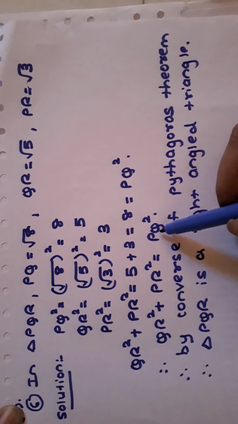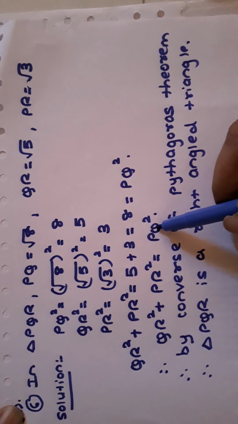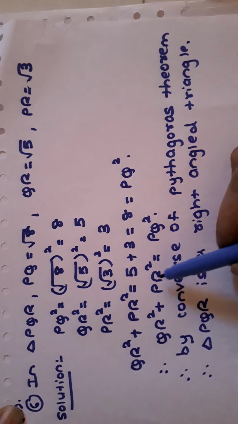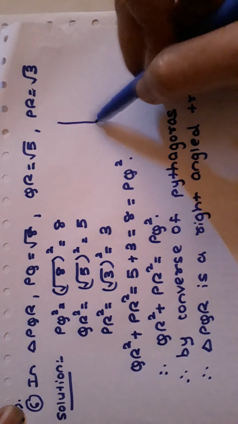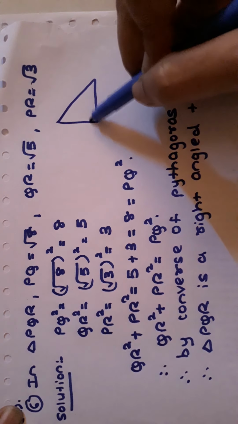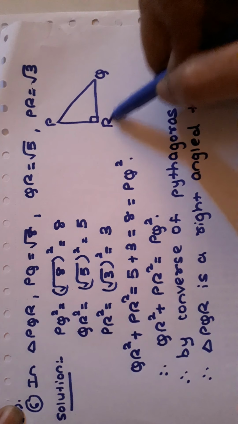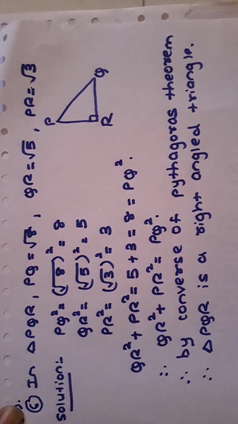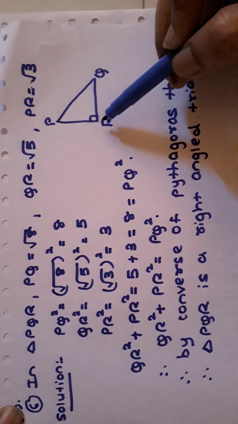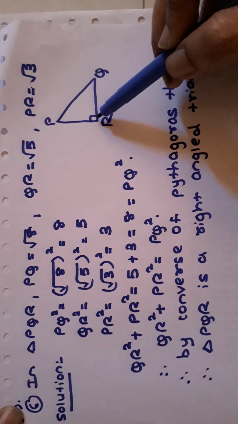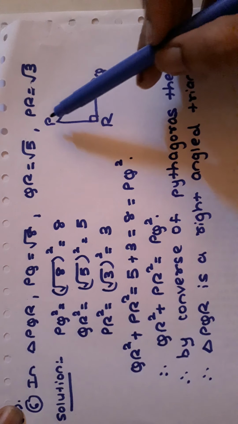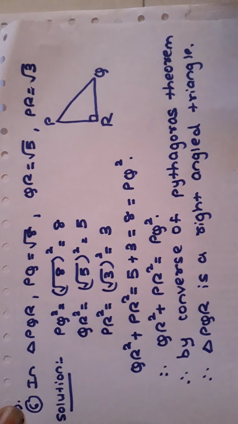Now here PQ is the hypotenuse, because hypotenuse square is the sum of the squares of the remaining two sides. If I draw the figure, then PQ is the hypotenuse, and we know that the angle opposite to the hypotenuse is a right angle. So that means angle R, or angle PRQ, is equal to 90 degree.